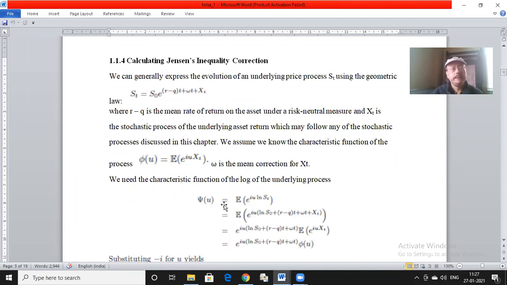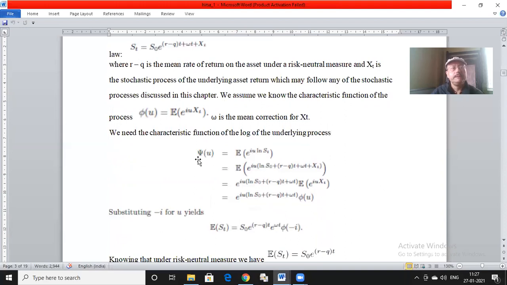So of course, we need the characteristic function of the underlying S_T process. So suppose I use this symbol psi as the characteristic function for log S_T, because log is what we are interested in. So then I can write psi(u) as this whole thing. So I write out S_T inside, take out the terms which are non-stochastic, which is S_0, r minus q and omega. So I am left with only X inside.